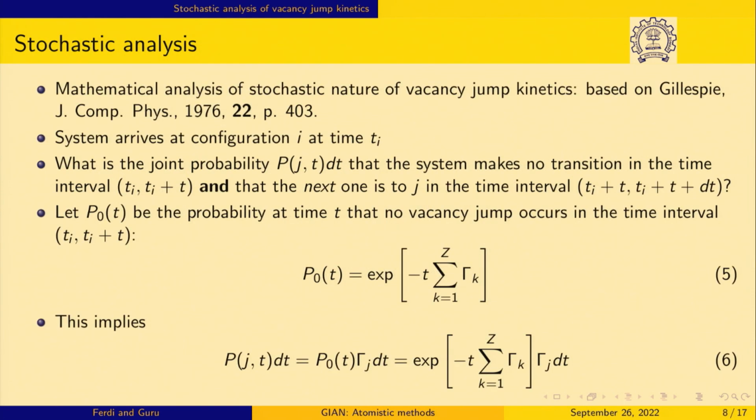And this is where it connects to the paper of Gillespie, which Ferdi also referred to. This is a standard reference, an important paper, but it is for reactions. The mathematical analysis of the vacancy jump kinetics is based on this paper, and some of the results I am putting there are from the paper. You can take a look at it. It is probably a good idea, after doing this course, to go read some of these papers.